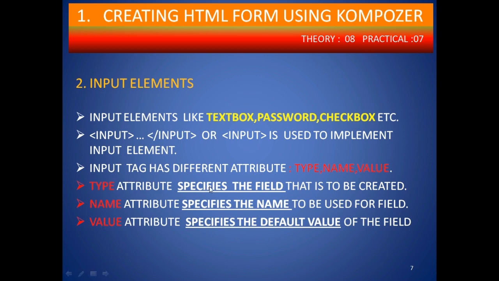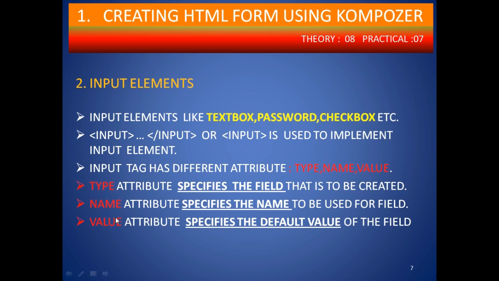Now the type attribute specifies the field. It means which kind of element we are going to use: a text box, password, checkbox or radio button. Our second attribute is the name. The name attribute specifies the name to be used for the field, meaning the name of that text box or radio button or checkbox.